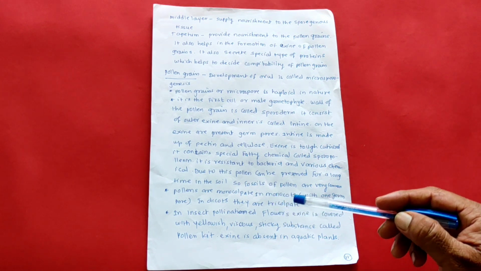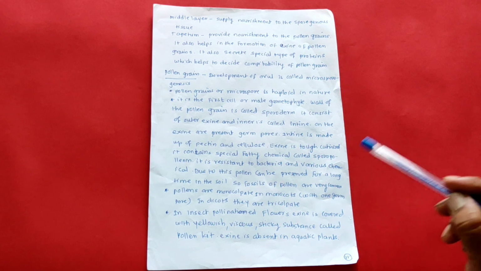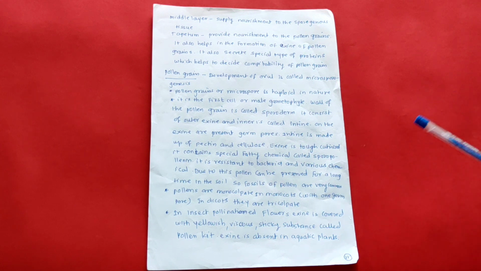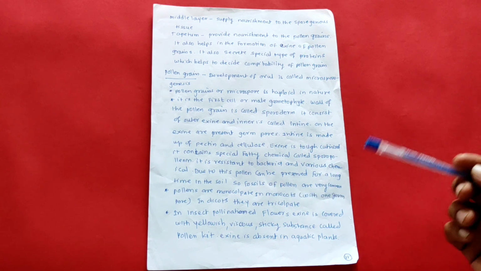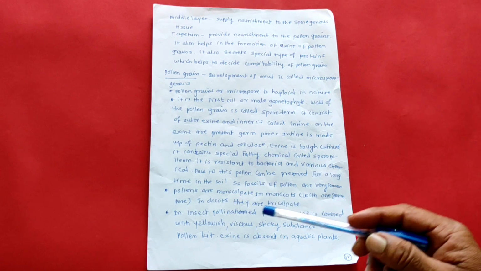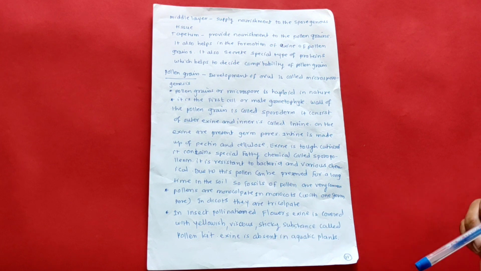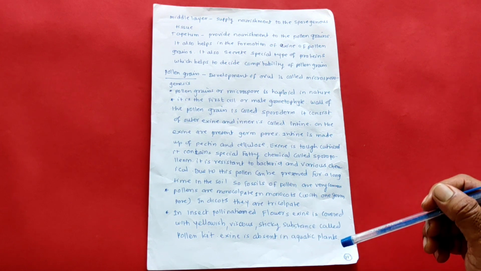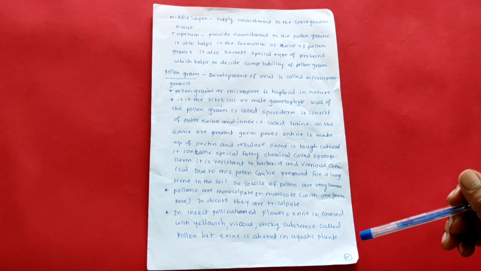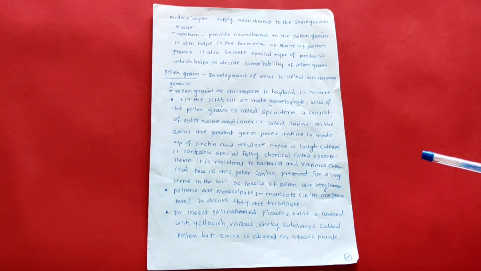In monocots, pollen grains are monocolpate with one germ pore. In dicots, they are tricolpate. In insect pollinated flowers, the exine is covered with a yellowish viscous sticky substance called pollenkitt. Exine is absent in aquatic plants. So in anthesis, there is dehiscence of the anther and release of pollen grain.